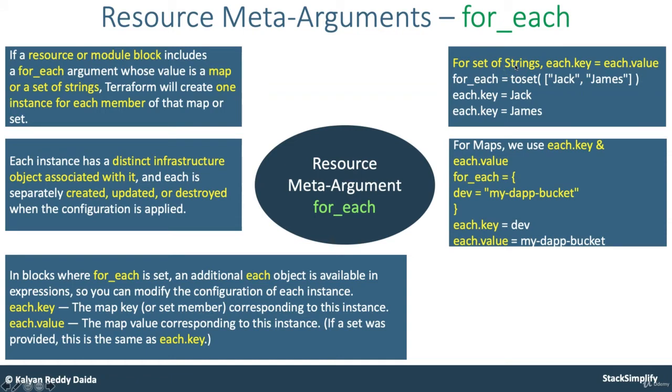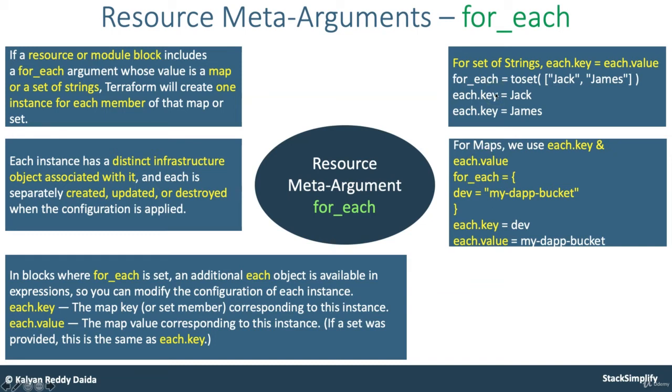In the same way, when you use maps, each.key and each.value are separate. Like when you define tags for an AWS instance, in for_each this is the map you are defining: dev is equal to mydapp bucket. Here each.key will be dev and each.value will be mydapp bucket. So that's about the maps.